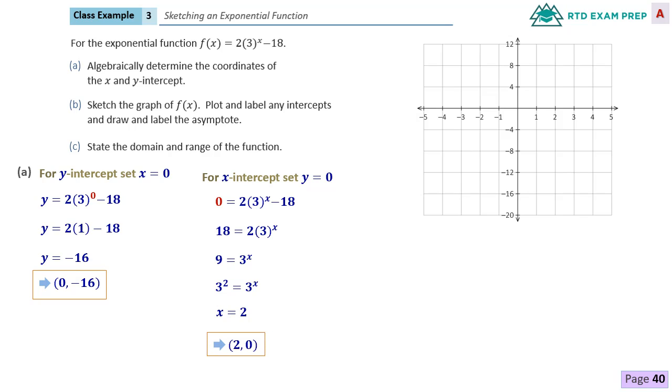As a first step, we added 18 to either side. Then we divided by 2. So now our single power term of 3 to the x is equivalent to 9. Because 9 is a power of 3, we can rewrite it as 3 squared. So if 3 to the 2 equals 3 to the x, we can conclude that x has a value of 2. This has found our x-intercept at 2 and 0.